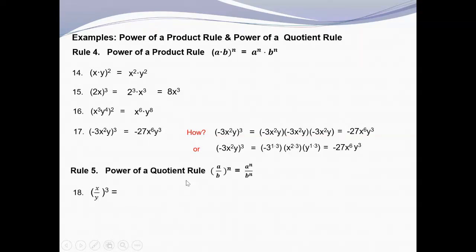Now comes the power of a quotient rule. Okay, so the power, right, again, is going to be x divided by y to the third power is going to be x cubed over y cubed. This will give us what? X to the 10th power because we multiply the powers, over y to the 15th power. This is your result.